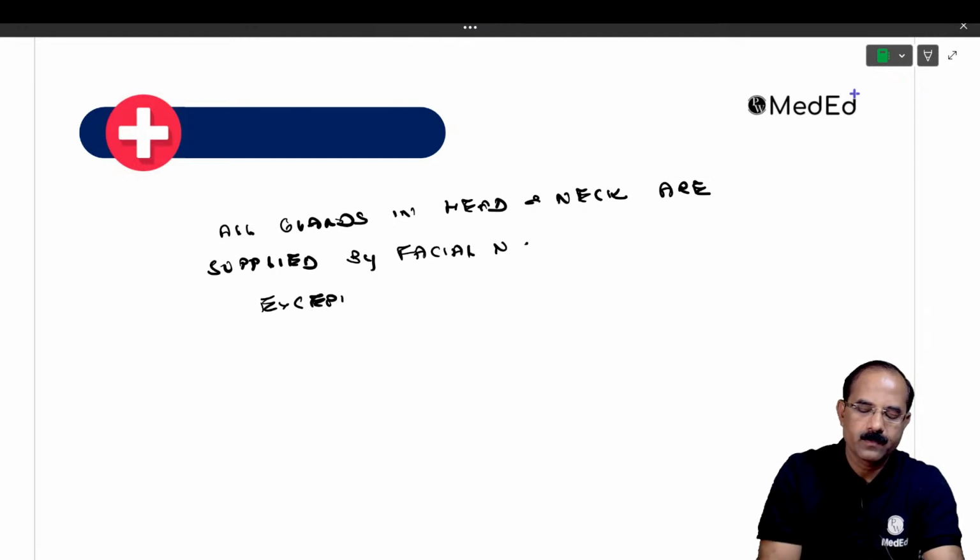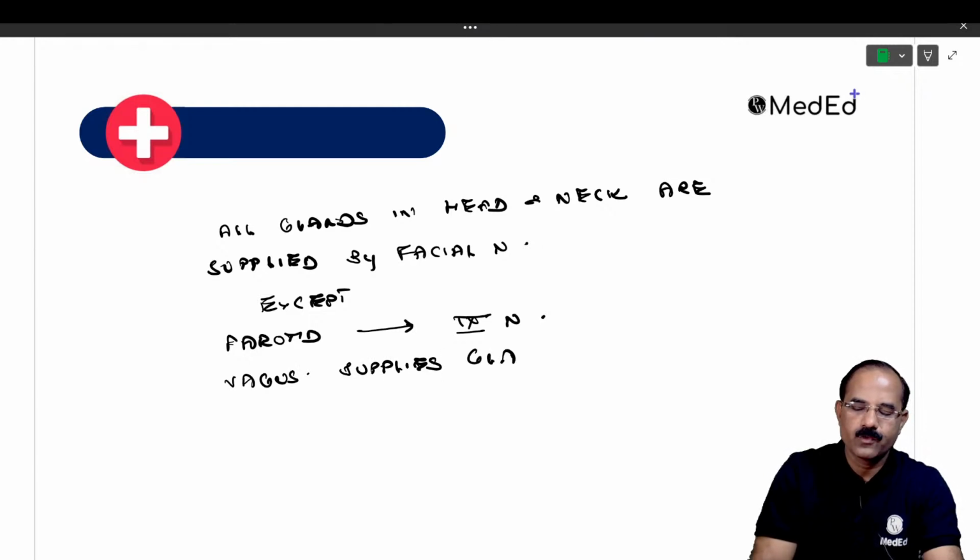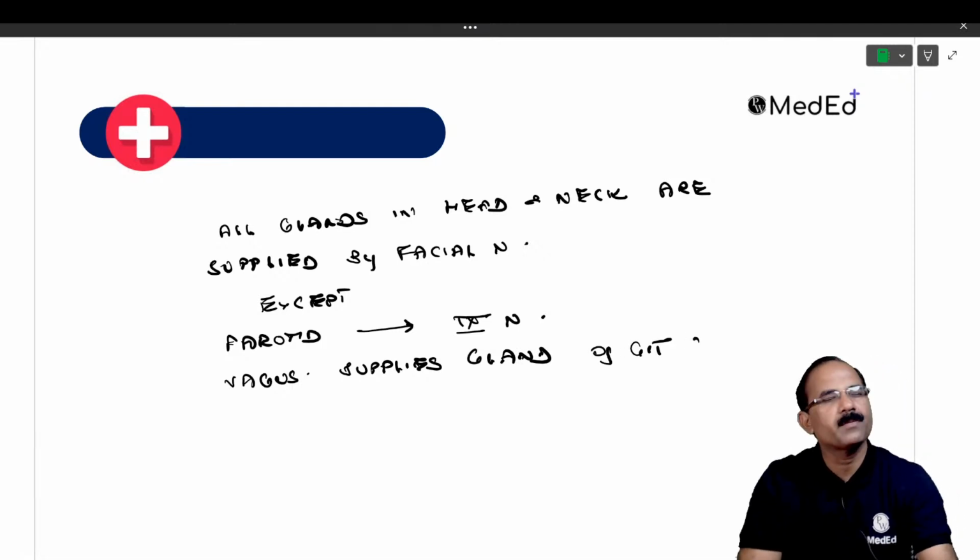Except parotid, which is supplied by glossopharyngeal nerve. Vagus supplies the glands of GIT.